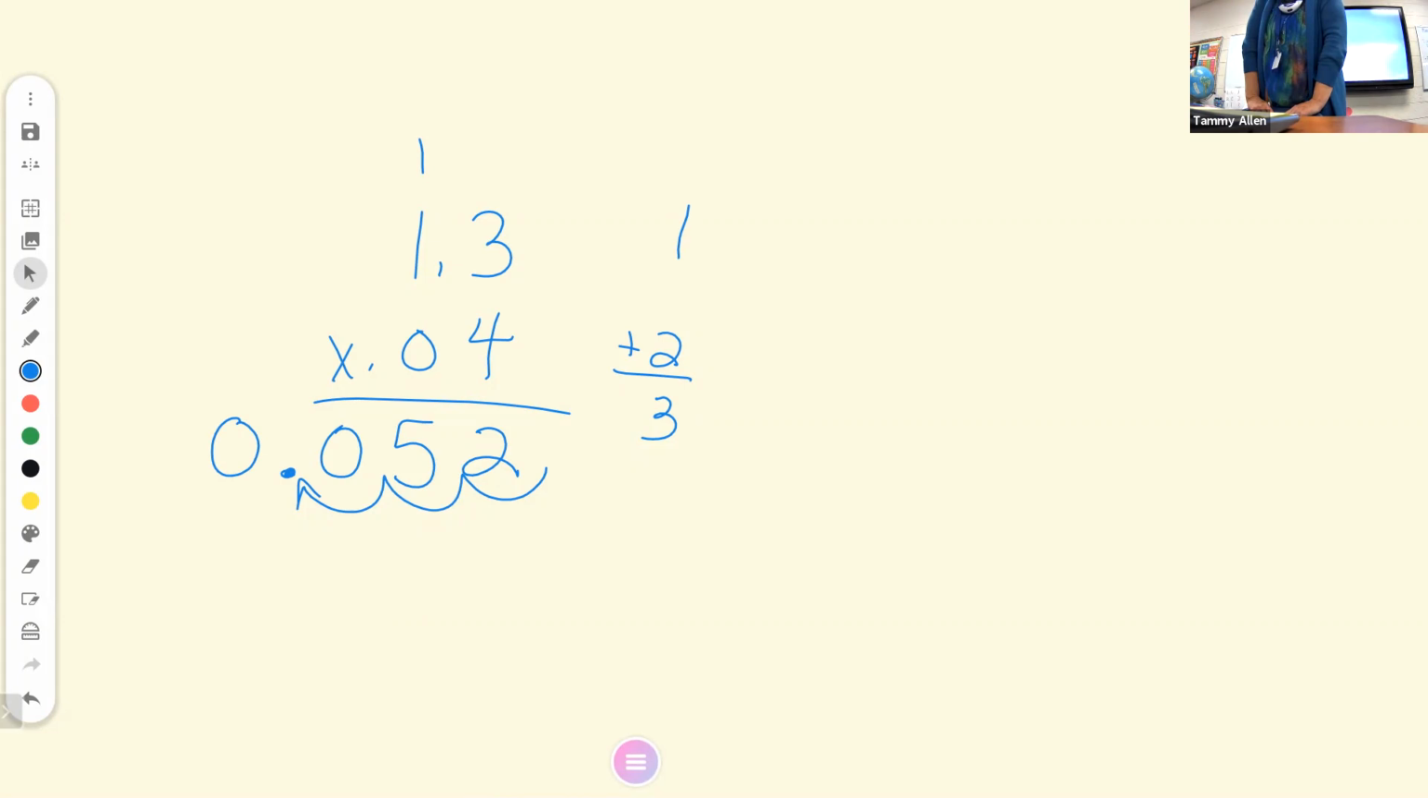Is 3% equal to 3/100ths? Yes, it is. Number 7. Our denominators are the same. When we add 4 and 3/5 plus 1 and 1/5, what do we get? Ezra? 5 and 4/5. Okay.